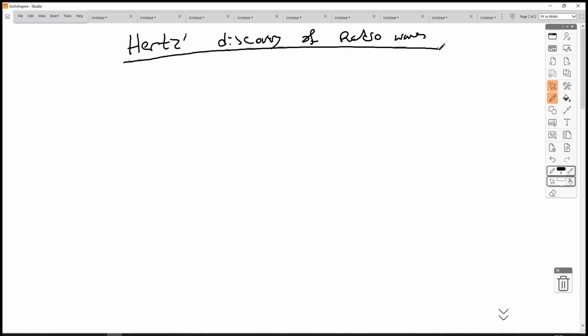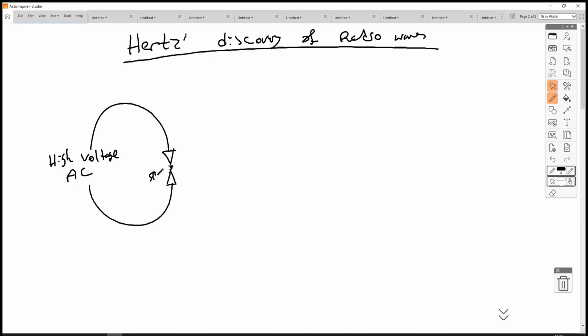So, if we draw a coil and it's connected to high voltage AC, the high voltage AC causes a spark between this gap. That's a spark. And from that spark, he was then able to detect them with another coil further down. So this is the detector coil.